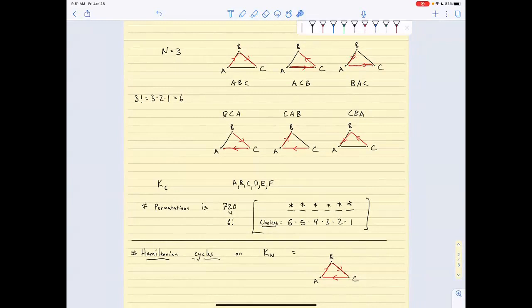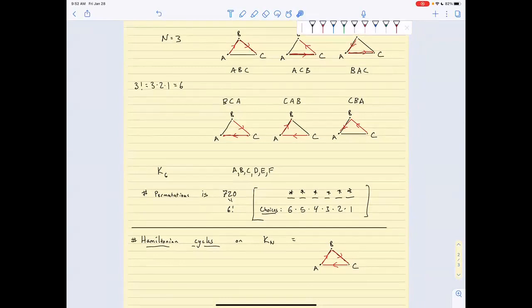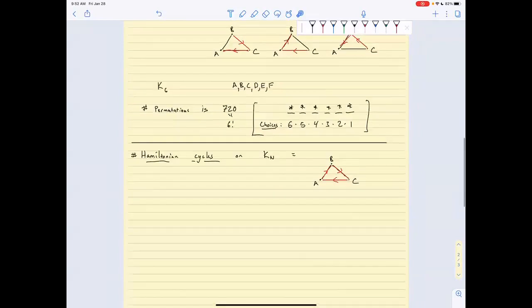So in this particular case, for K3, there are only 2, right? There's this one, and then there's the one going in the opposite direction. So if we go here, then the opposite. Okay, good. Would it be the same on, say, a square, 4 sides? For a square, yes. For a square, there'll also be 2 cycles.